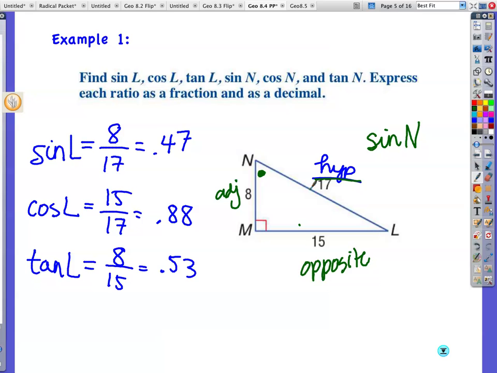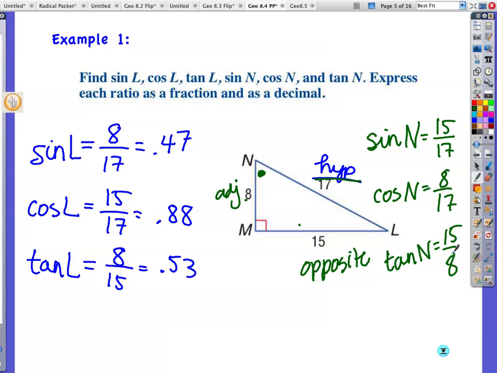So sine is opposite over hypotenuse. So my opposite is 15 and my hypotenuse is 17. Cosine is adjacent over hypotenuse. So the adjacent is 8 and the hypotenuse is 17. Tangent of N is going to be opposite over adjacent. So opposite over adjacent will be 15 over 8. If you really want, you can put your decimals for that, but I'm not going to do that. We're going to move on to example 2.